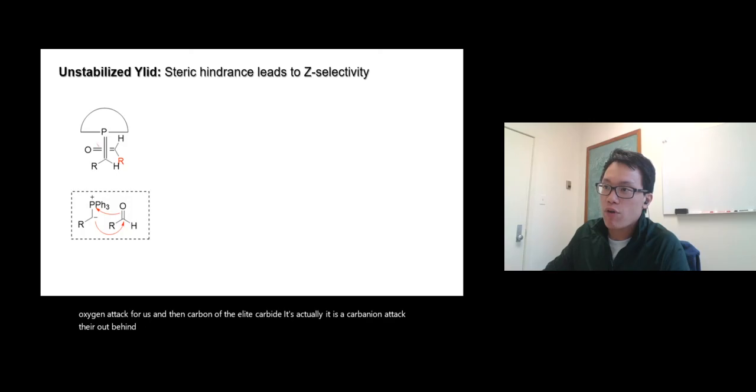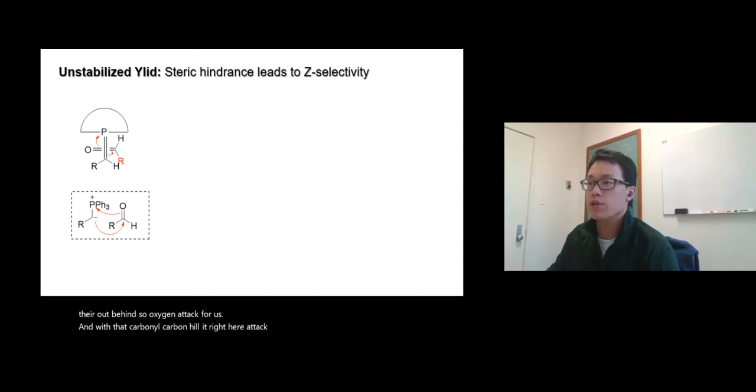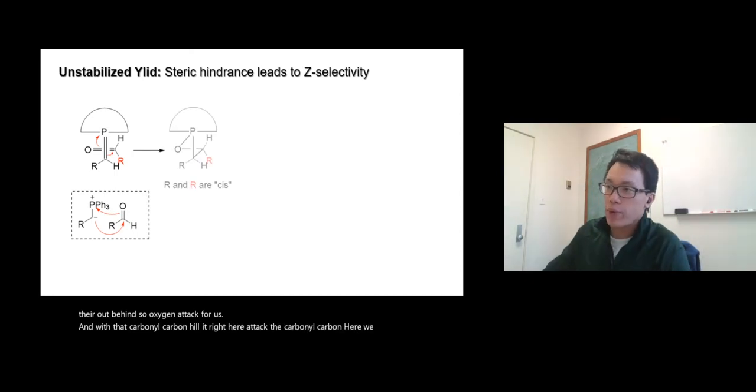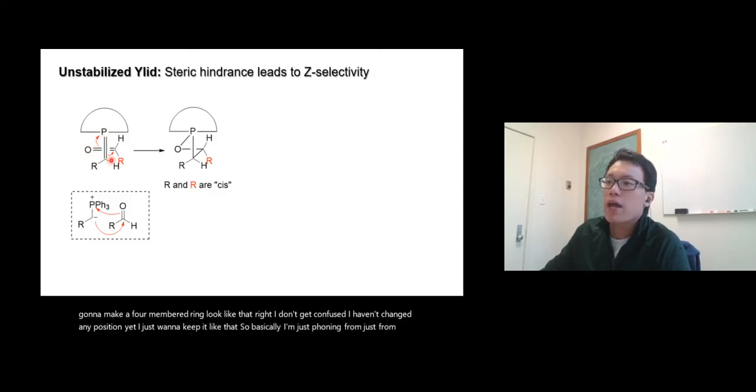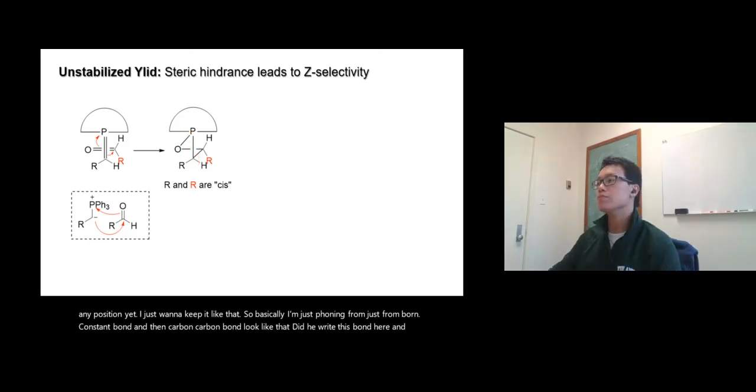So oxygen attacks phosphorus, and the carbon of the ylide right here attacks the carbonyl carbon. Here we go. You're going to make a four-membered ring like that. Don't get confused. I haven't changed any position yet. I just want to keep it like that. So basically, I'm just forming the phosphorus-oxygen bond, and then the carbon bond, like that right here. This bond here and this bond here.